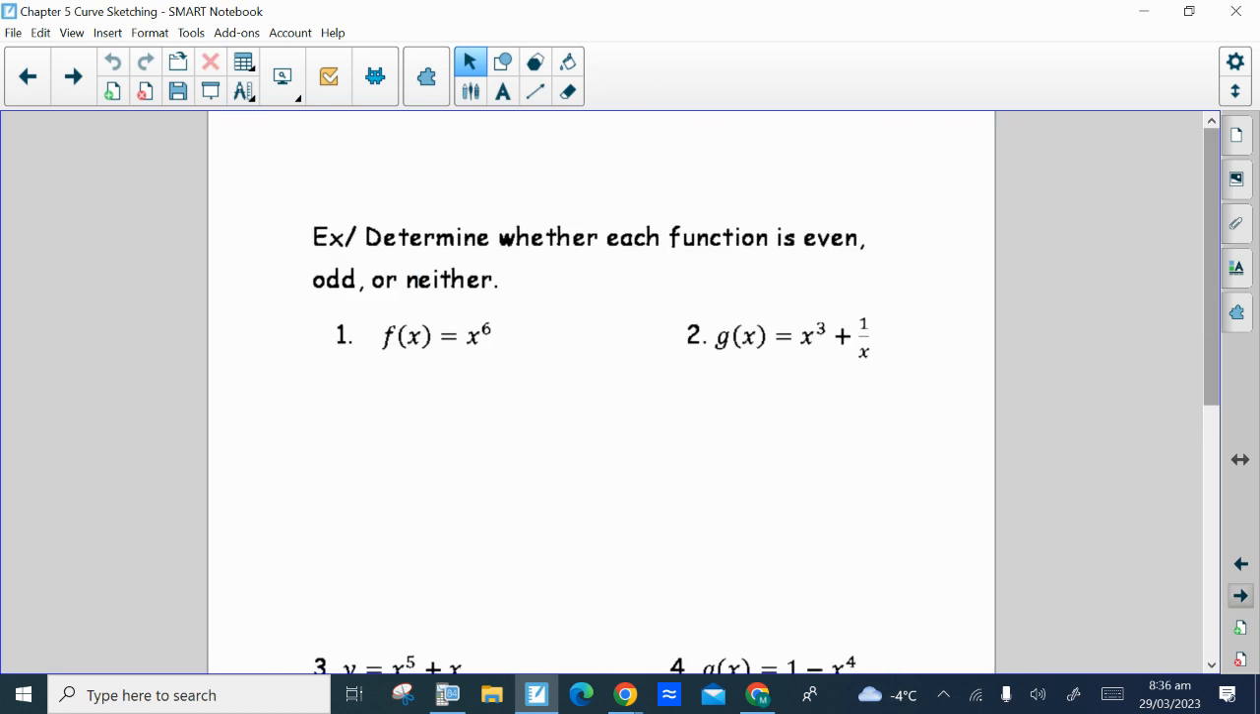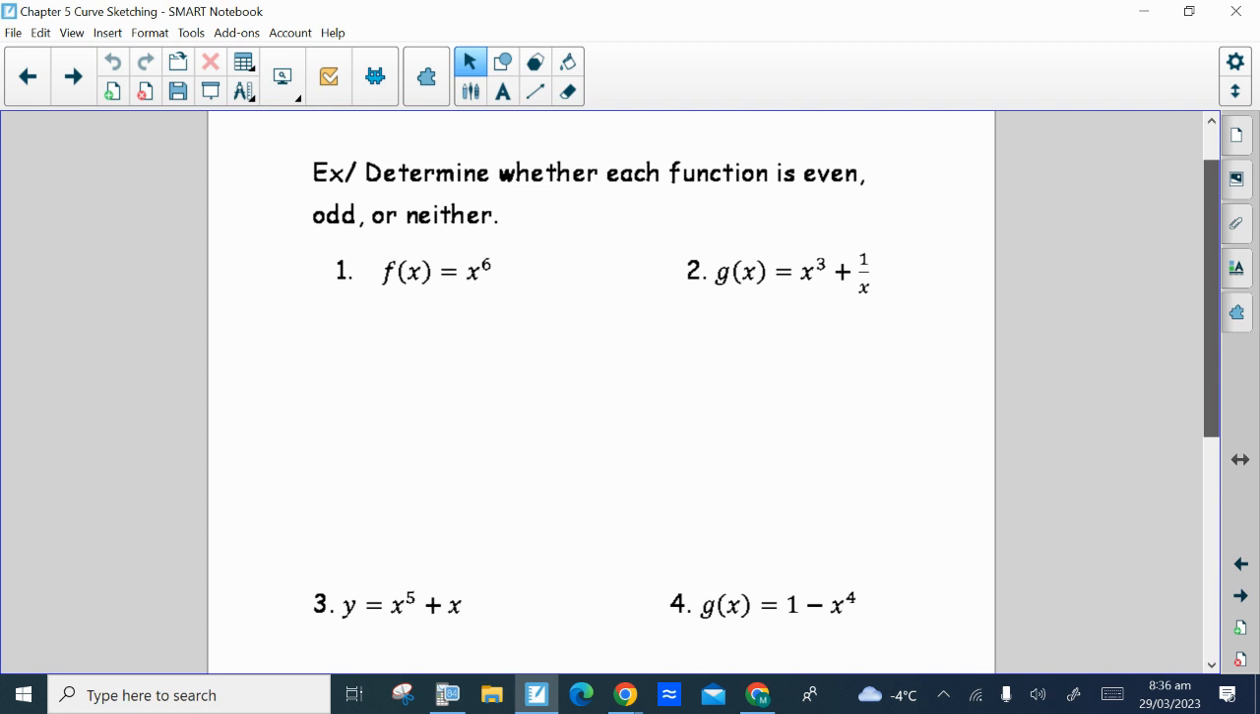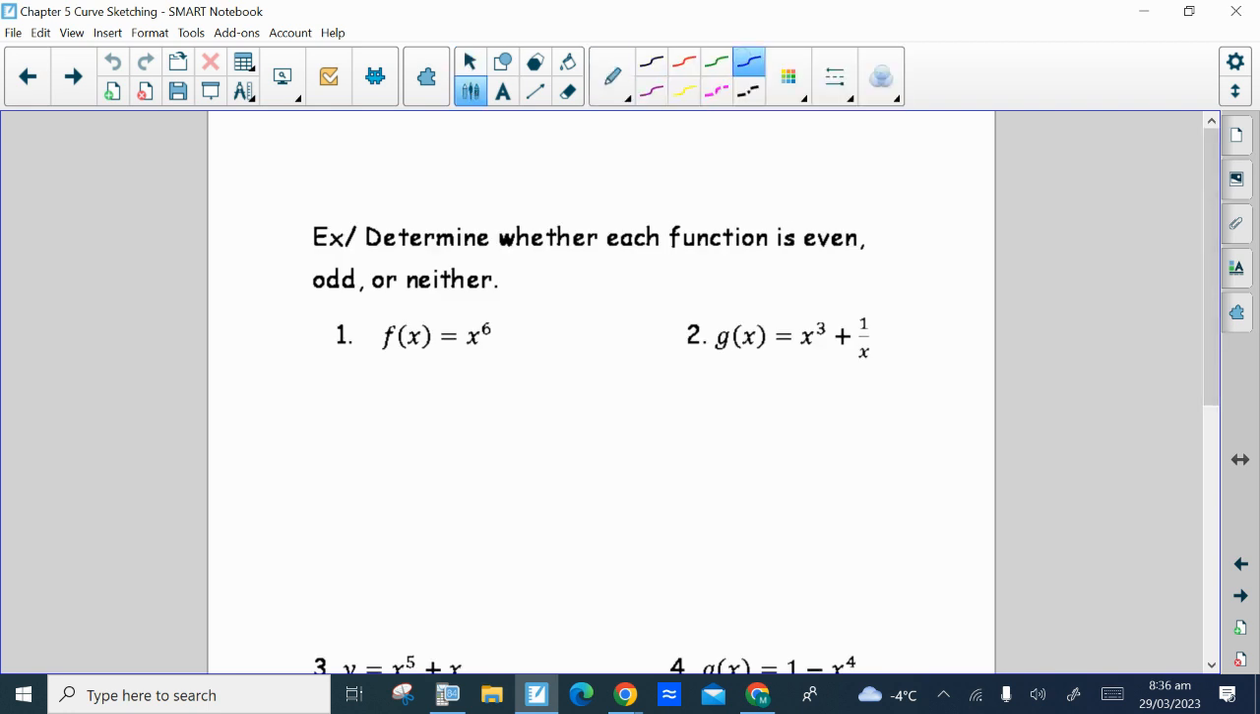So we're asked to determine whether a function is even, odd, or neither. And it's always done by finding what f(-x) is and then comparing it to the original function. So for this first one, if you replace x with negative x, because the power is even, 6 is an even number, that's going to make the negative in front of the x positive, and you'll get x to the 6th, which means that this function is even.